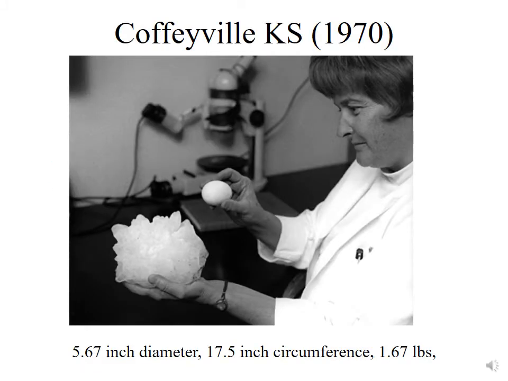So here's Coffeyville, Kansas's claim to fame. There's not much to do in Coffeyville, Kansas. I grew up in Kansas. And back in 1970, they had this really enormous hailstone that had a diameter of 5.67 inches, a circumference of 17.5 inches, and it weighed 1.67 pounds. This hailstone was saved, collected, and was actually sliced open at the National Center for Atmospheric Research in Boulder, Colorado, so that they could look at the growth pattern. But clearly, it's undergone a lot of dry growth there at the end with all the spikes on it.